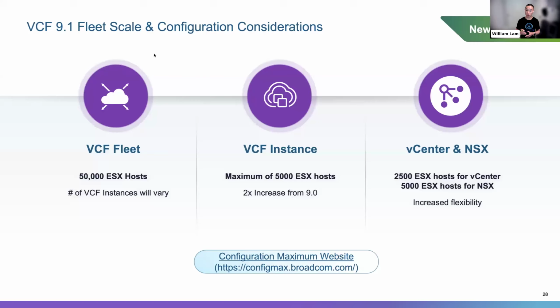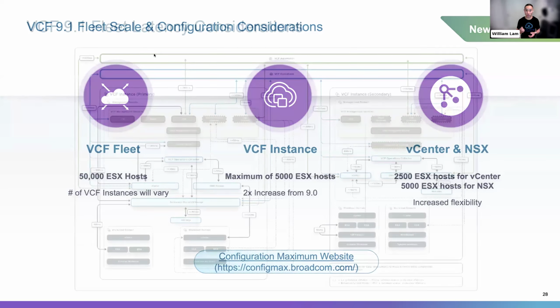On the vCenter front, we still support 2,500 hosts per single vCenter server, which I believe is still plenty these days. I know some customers are spreading that out a little more, but if you need higher limits, definitely let us know. And on the NSX front, because we're able to share the NSX Manager from the management domain, we're able to increase that maximum to up to 5,000. So we have that additional flexibility. But again, all these numbers should be verified on the configuration maximums site. These are just some high-level numbers to keep in mind as you think about your fleet design, whether you have a single fleet or multiple fleets.